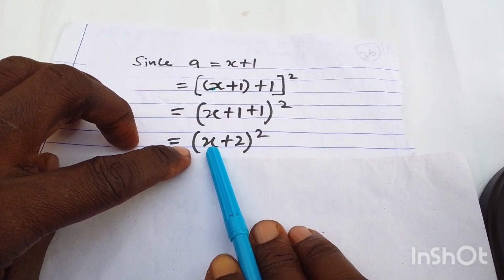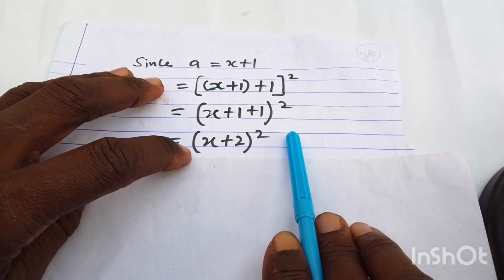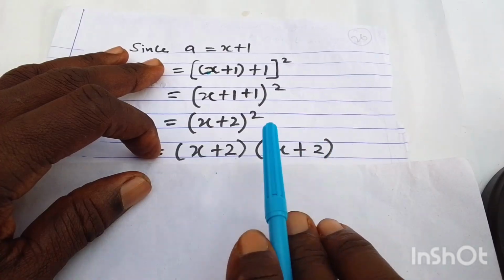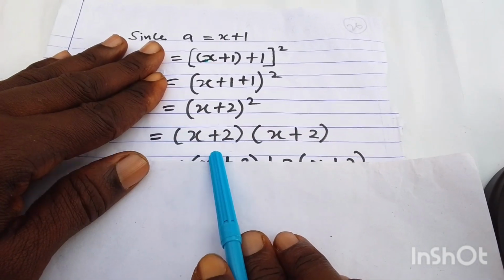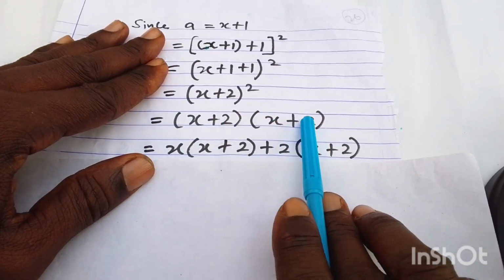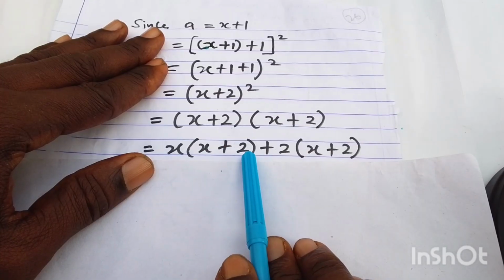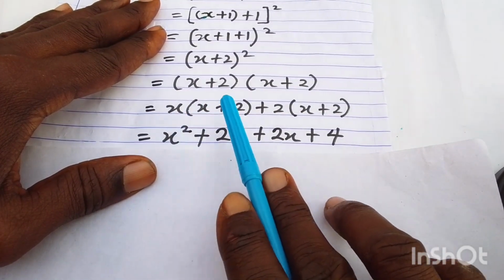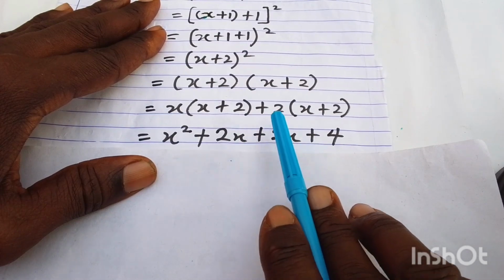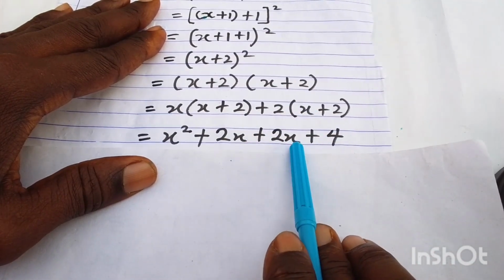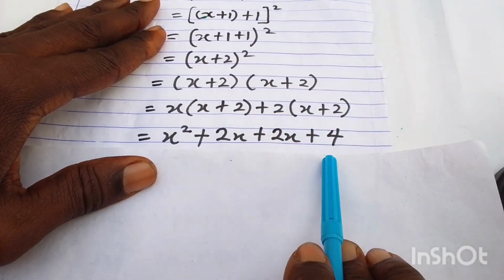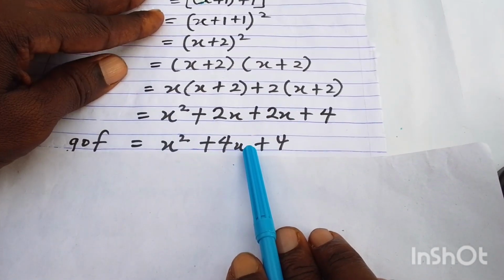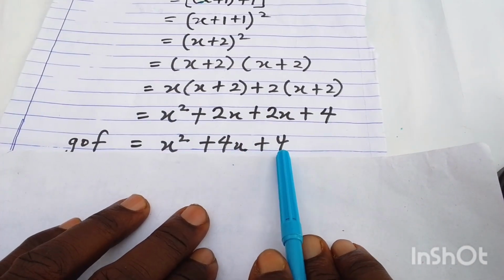So (x plus 2) times (x plus 2). So you open the bracket: x times (x plus 2) plus 2 times (x plus 2). So you expand. x times x will give us x squared. x times 2 will give us plus 2x. 2 times x will give us 2x. 2 times 2 will give us plus 4. So when you simplify, x squared plus 4x plus 4.